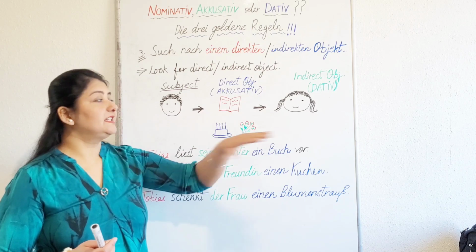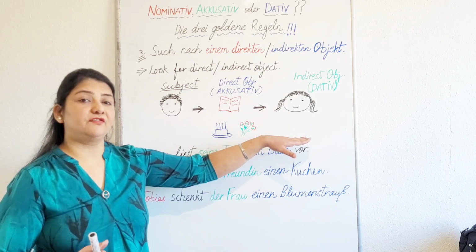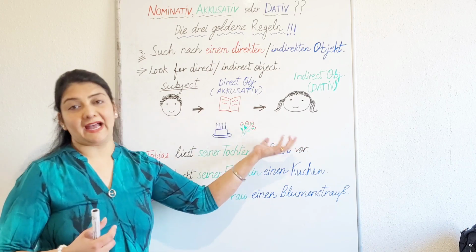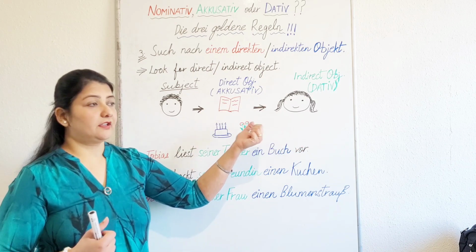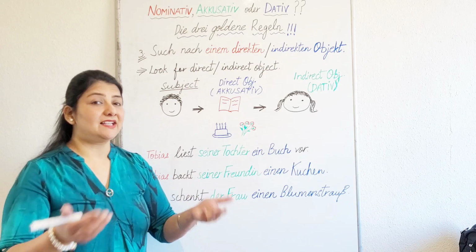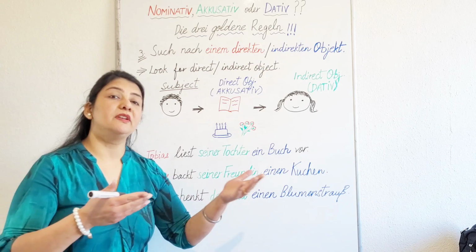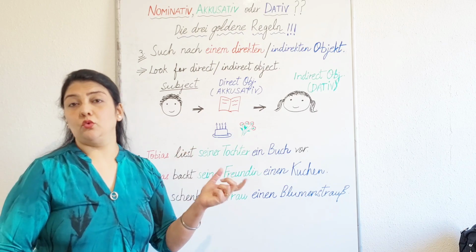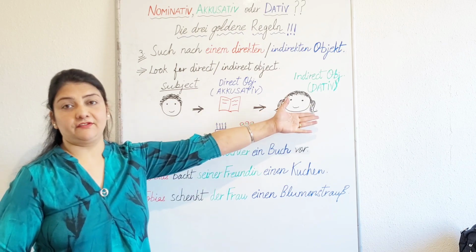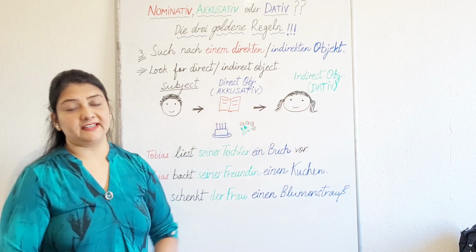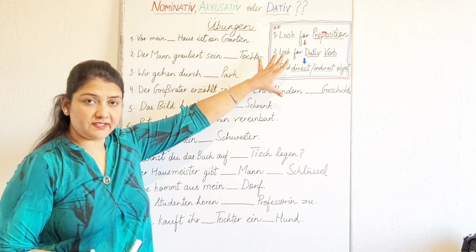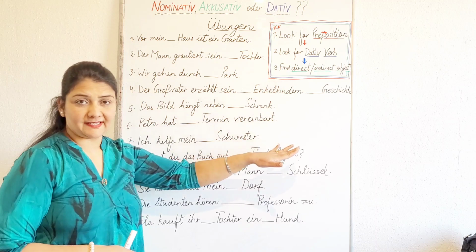Indirect object is most of the time a person for whom the activity is done. So if you get confused, just ask a question: for whom is something being done? The answer to for whom is always dative. That is the indirect object of the sentence. Now let's practice these 3 golden rules and do some exercises.